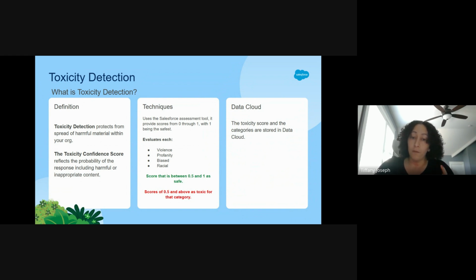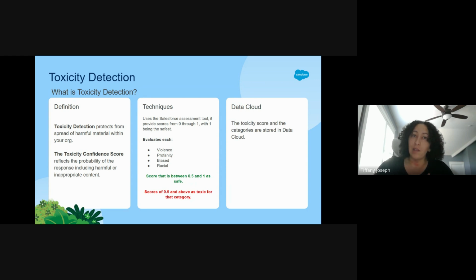It produces a confidence score, which is important to understand. The Salesforce assessment tool provides a score from 0 through 1, 1 being the safest for toxicity, and it evaluates on 4 categories. So it'll give a score between 0 to 1 on violence, profanity, biased, and racial language. And if the score is between 0 and 0.5, it is considered toxic.